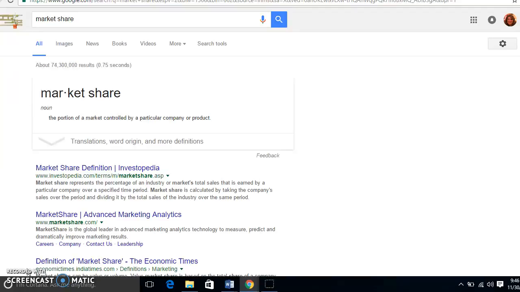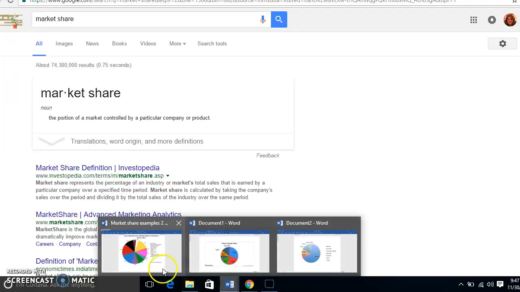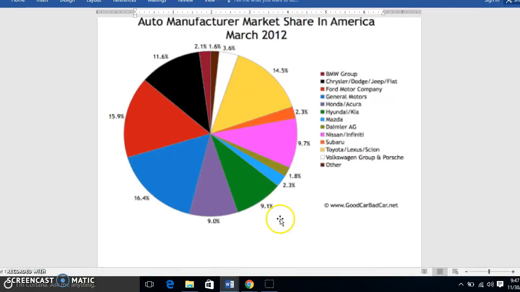First, I'd like to bring to your attention what a market share is. A market share is a portion of a market controlled by a particular company or product. A portion of a market. What I've done was I have selected some market share examples that I think that you folks can relate to.